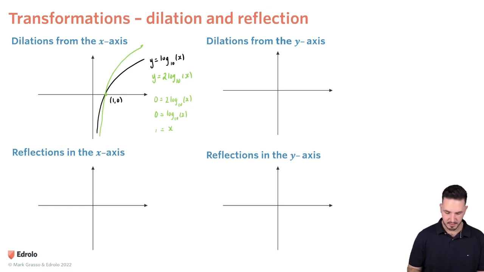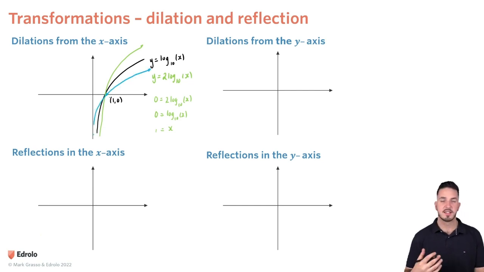If we were to look at something like y equals a half log x, we can sort of assume what would happen. In this case, instead of becoming steeper, it will become less steep than the original graph of log 10 of x. So again, it would intersect at 1, 0. However, it is closer to the x-axis. So when we're looking at dilation from the x-axis, it's essentially how far we're stretching it away from that x-axis. And in this case, we can see that the furthest away is the green graph because that's been dilated by a factor of 2, whereas the closest one is the blue graph because that's y equals a half log 10 of x.